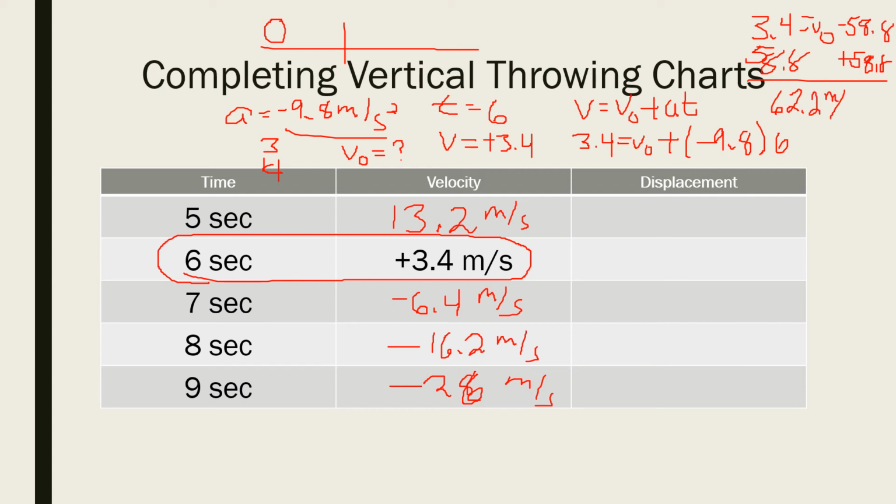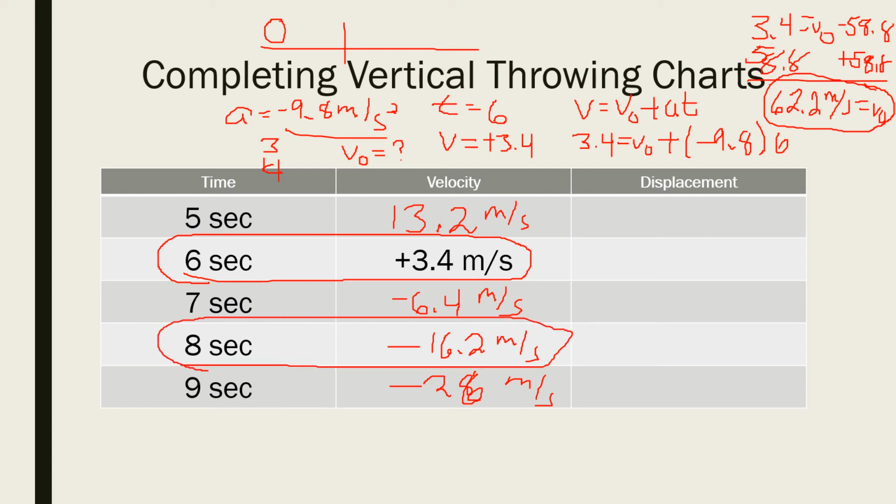62.2 meters per second is the V0. And once you have the V0, the rest of the chart unlocks pretty quickly. Wait, Bizzuto, could I have done that with any of these? Yes. It wouldn't matter which one you picked. If you plugged into that equation, you would always get the same V0.